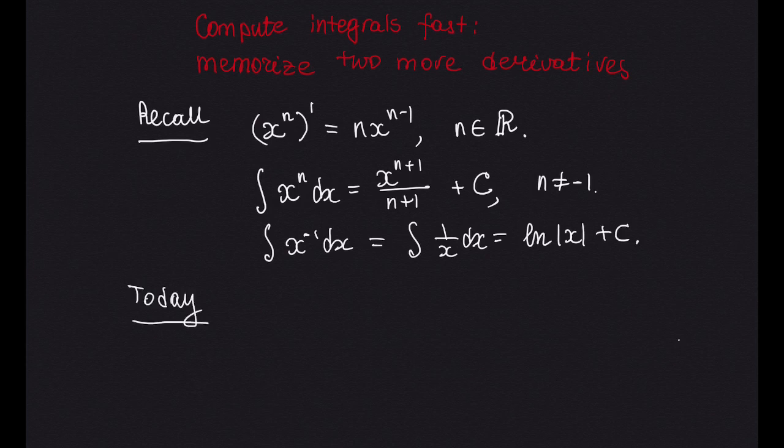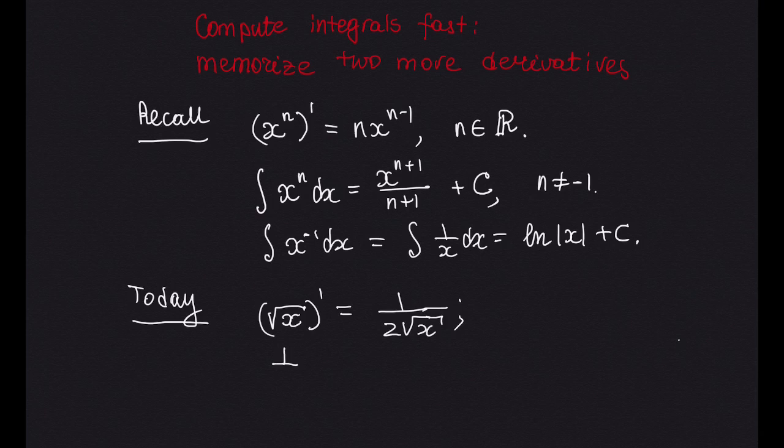What we are going to learn today is that remembering the following two derivatives actually expedites the process of computation of integrals in many cases. So when we have square root of x, the derivative of square root of x is actually 1 over 2 square root of x. So I'm suggesting that it's useful to remember this. If you haven't remembered that yet, then it's useful to memorize it. The derivative of square root of x is 1 over 2 square root of x.